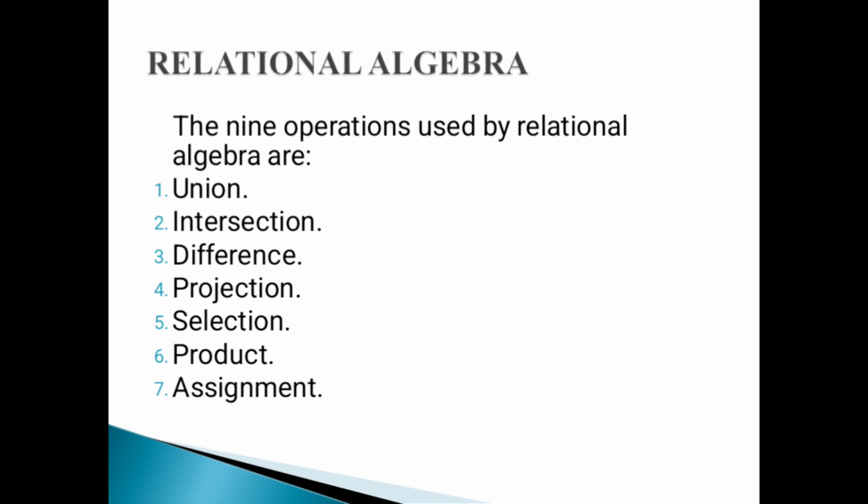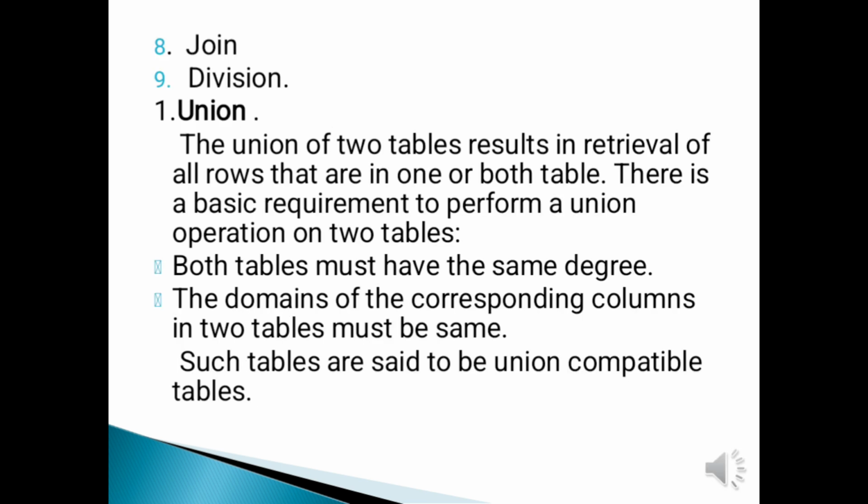Relational algebra. The 9 operations used by the relational algebra are union, intersection, difference, projection, selection, product, assignment, join, division. First one, union. The union of two tables results in a retrieval of all rows that are in one or both tables. The duplicate rows are eliminated from the resulting table. The resulting table does not contain two rows with identical data values.